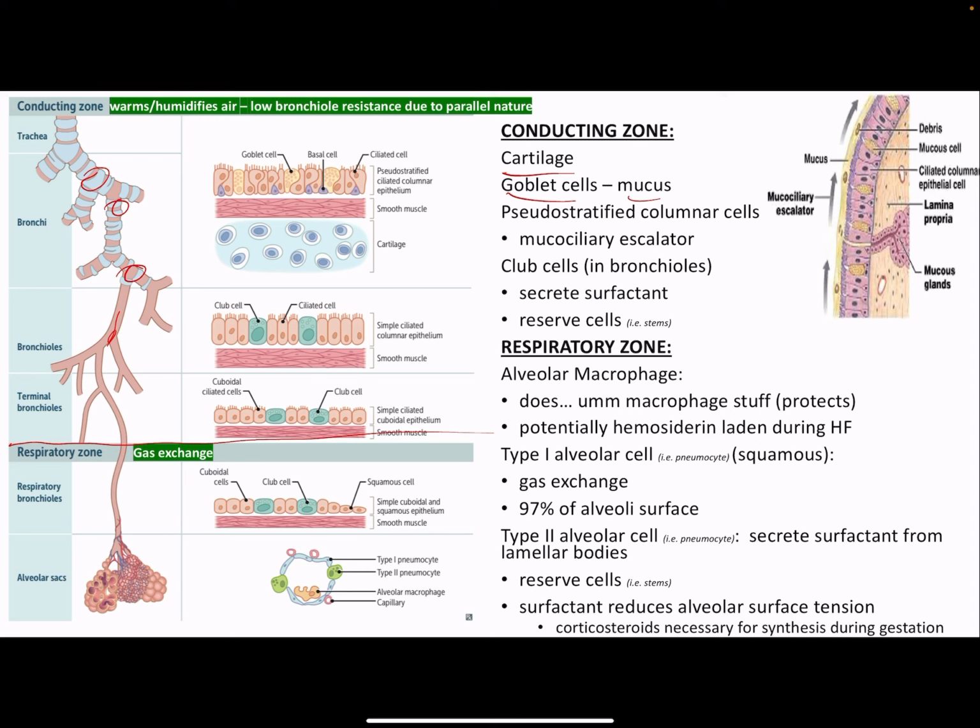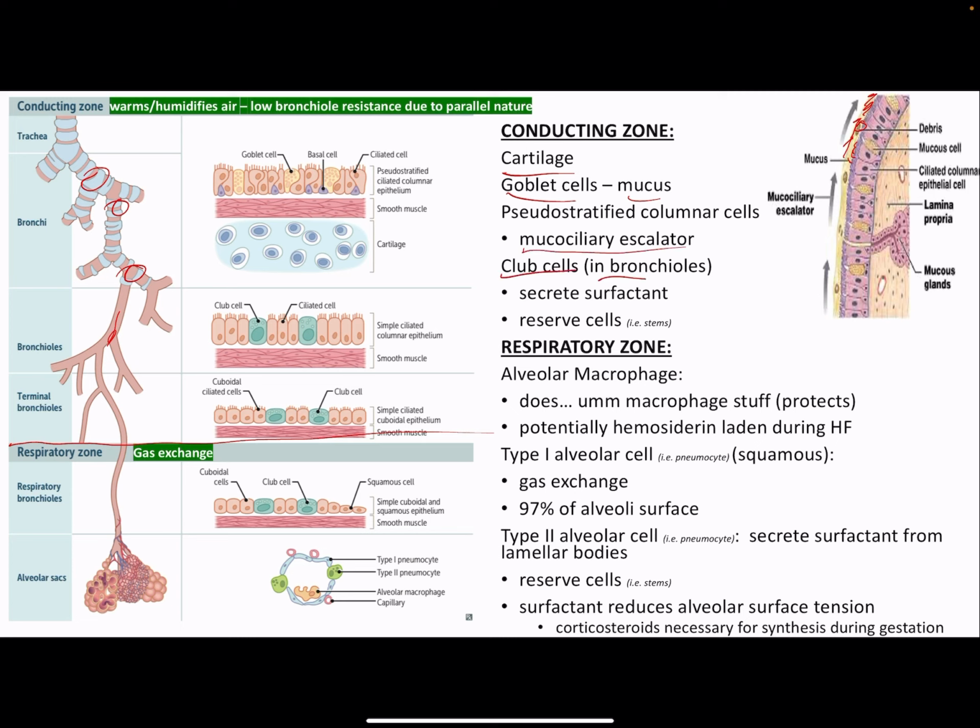Pseudostratified cells are columnar, and the little cilia are going to push this mucus with our pathogens and debris that we don't want upwards so that we can spit it out or swallow it, and it goes down and our acid deals with it. So that's the mucociliary escalator.